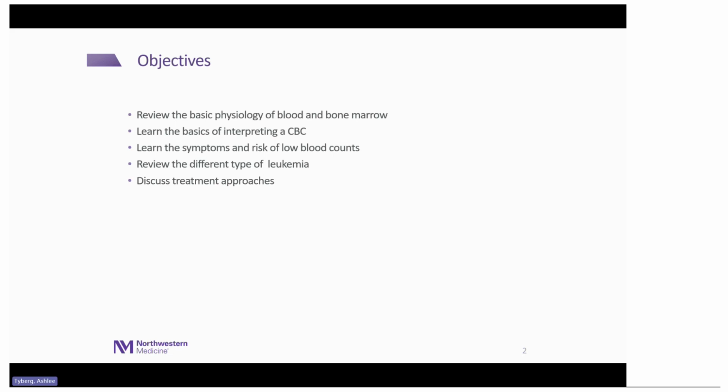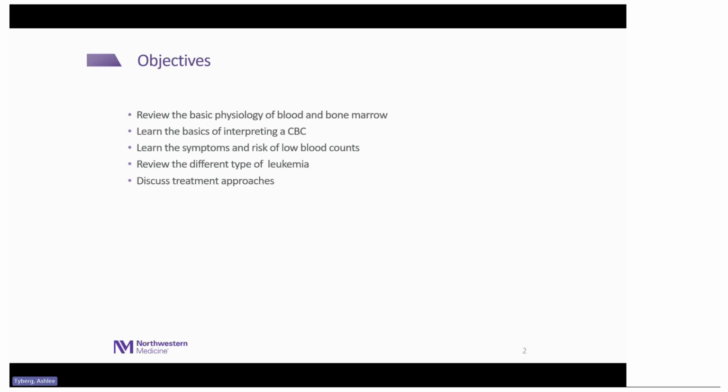And then we're going to teach you just a little bit about when you're looking at a CBC, which we talk about so much, and what are we actually looking at. So I want to teach you a little bit about that. And then we're going to discuss what happens when a patient does develop low blood counts. So anemia or low platelets, which we call thrombocytopenia, or low white count, which we call leukopenia. So we'll go through a little bit of that.